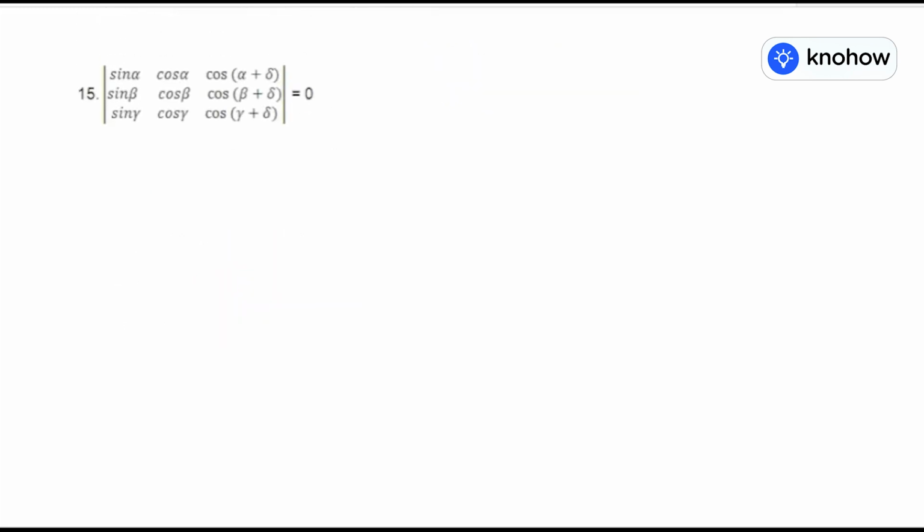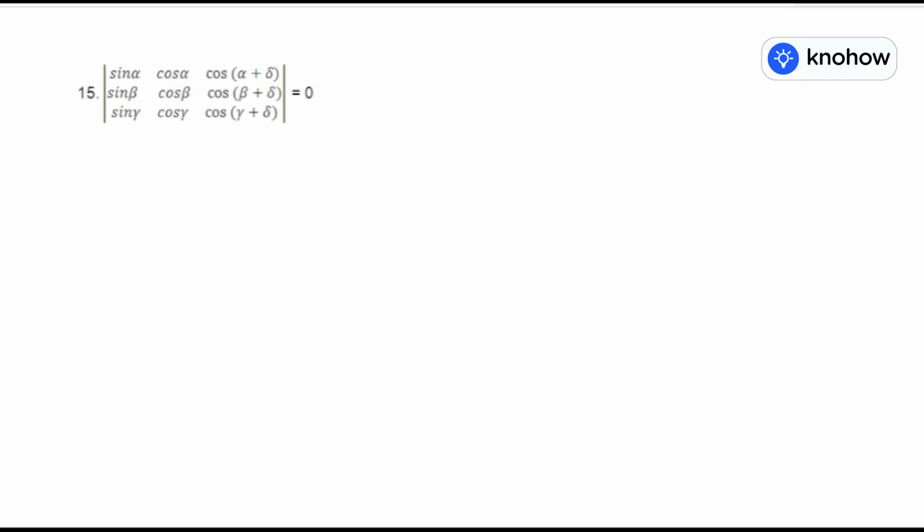We have to prove it equal to 0. When is the value of a determinant 0? If any two rows or columns are 0, or they are equimultiple, or there is a third possibility, if somehow we could reduce all the elements of a particular row or column to 0, then the value of the determinant will be 0. Look at the question carefully.